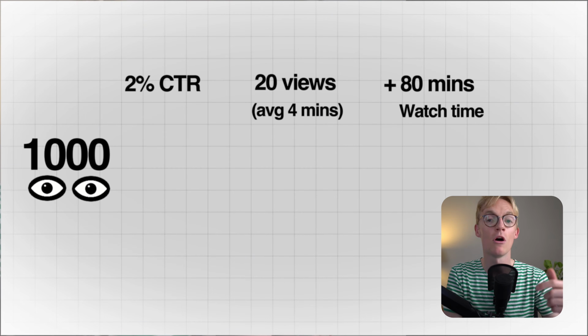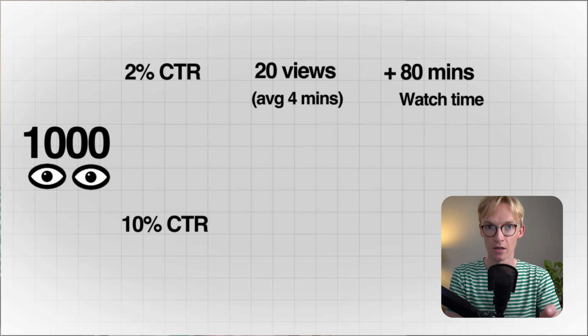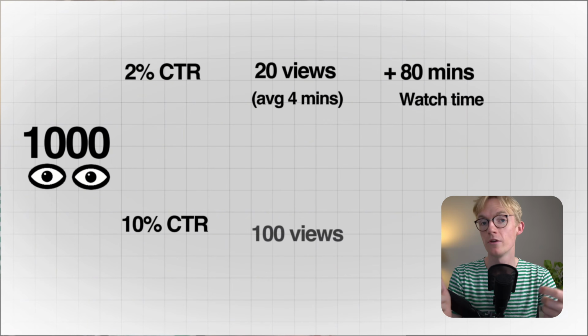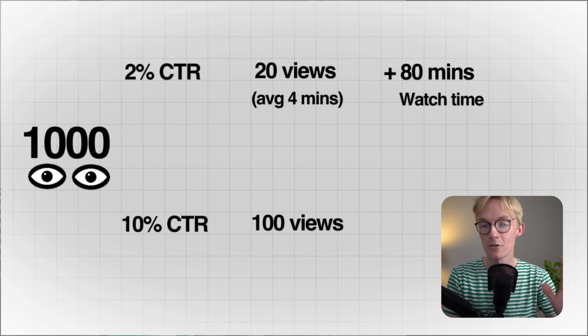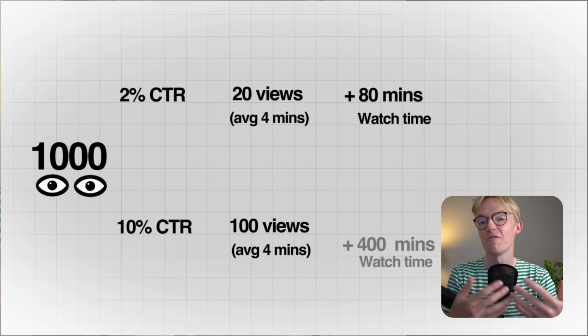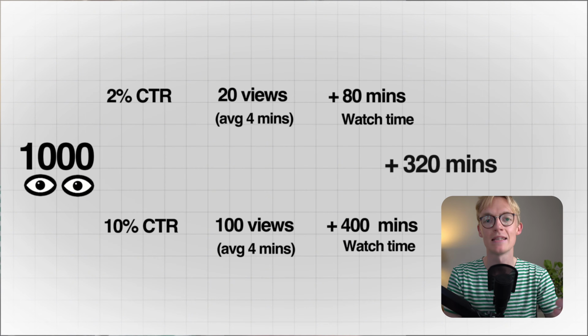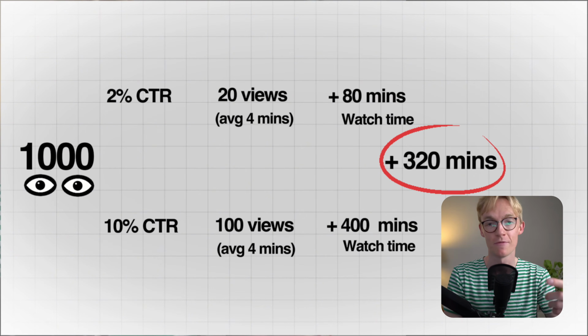But now let's imagine that of those 1,000 people that reach the end, 10% click through to the next video. And this is really not a figure that is unattainable if you follow the formula I'm going to show you in a minute. That's now an extra 100 views on the next video, and assuming they all watch 4 minutes again, an extra 400 minutes of watch time. So without doing anything except tweaking that end screen call to action, you've just generated an extra 320 minutes of watch time for your next video.